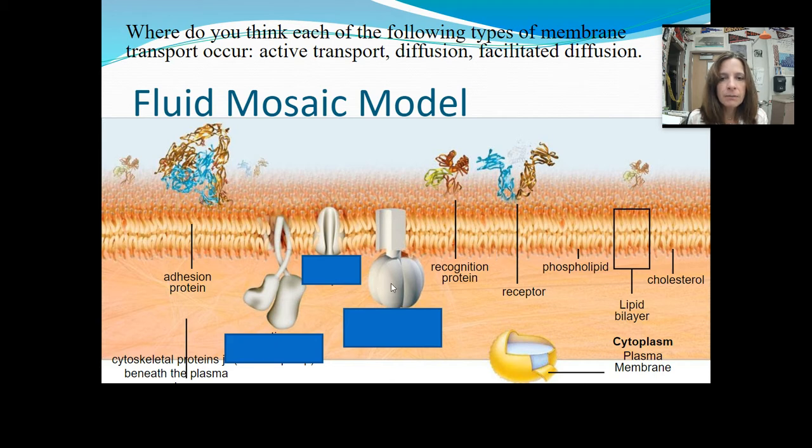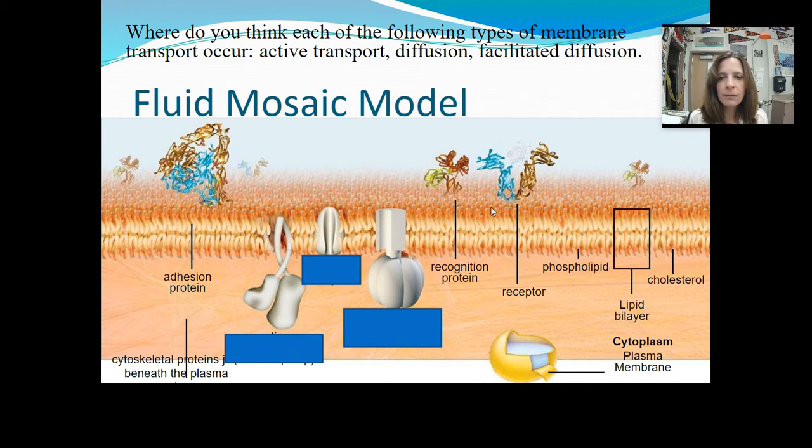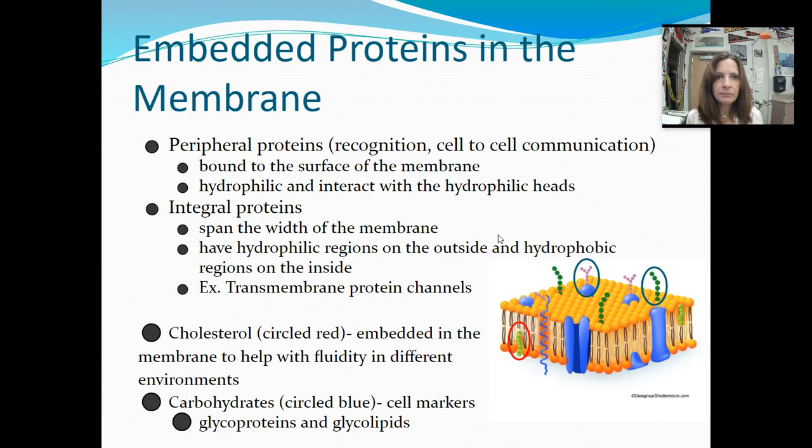So if you pick this one as active transport, you are correct, and we'll talk about that later. And then this one is facilitated diffusion, and then this one actually is also active transport. If it just goes through the cell membrane, that would be regular diffusion.